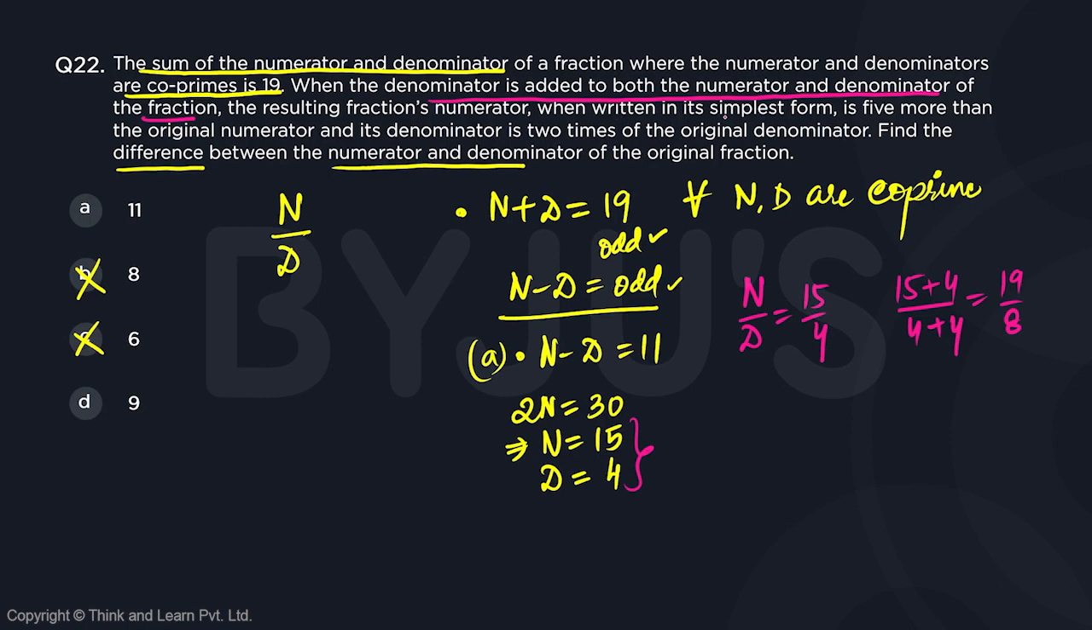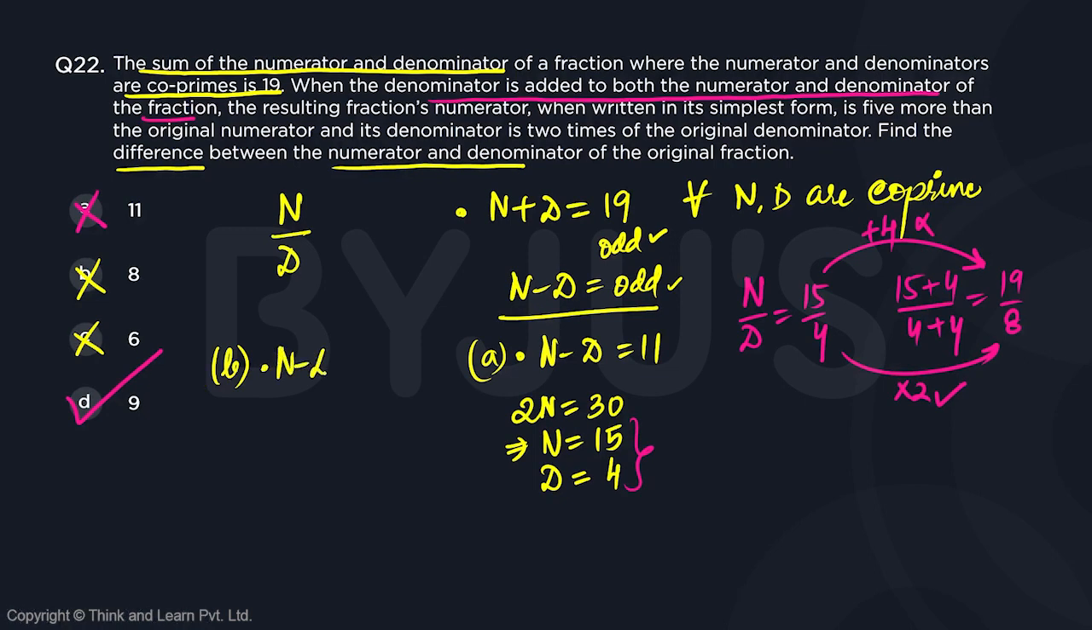And it says that the numerator is 5 more than the original numerator. So is the numerator 5 more? No, it's 4 more. And the denominator is 2 times. Yes, this is fine, but the numerator is not. So option A also cannot be the answer. Option D is going to be the answer. If you're confident about the process, you can go ahead with it. If you're not confident, then you will end up trying the last obvious option and just verifying it.